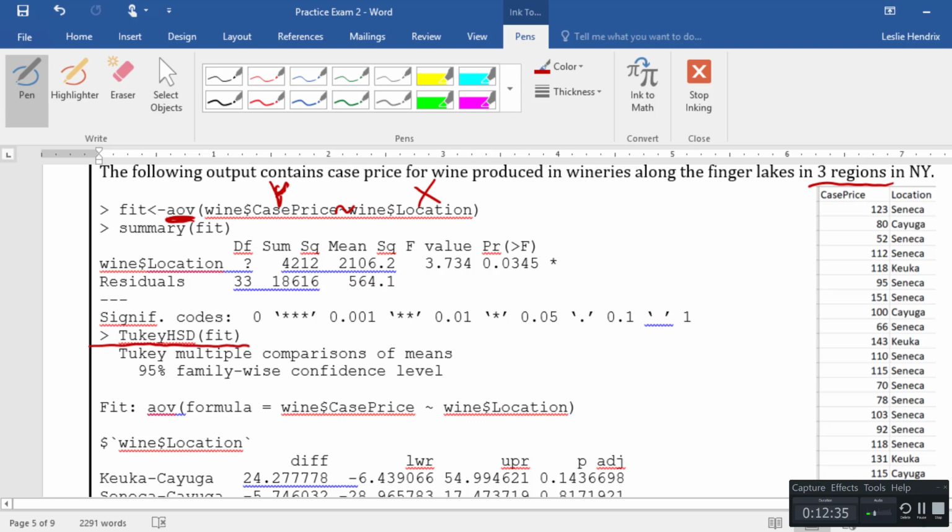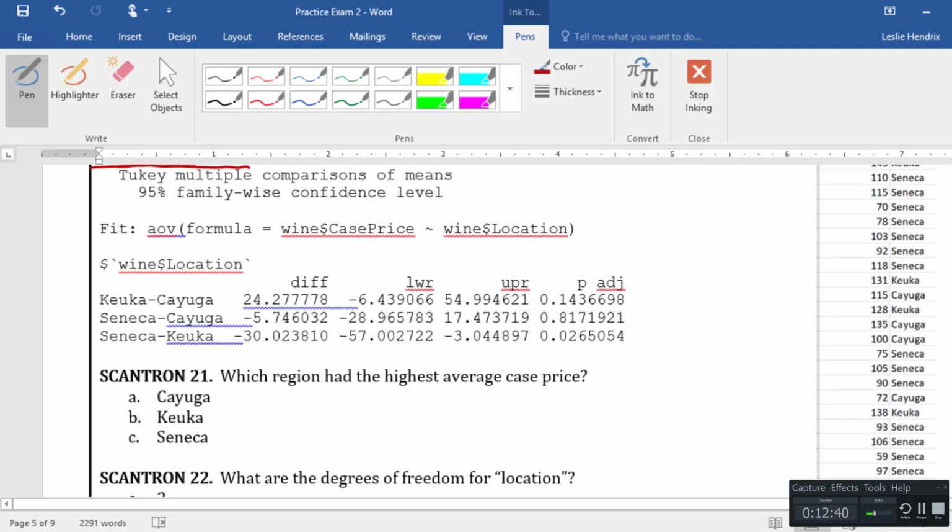All right, so I've got my output, and then I also ran a Tukey's HSD for multiple comparisons. Our first question is, which region had the highest average case price? Well, you can tell that from the Tukey's output. Right here, we can see that Keuka minus Cayuga has a positive difference, positive 24. So that means Keuka is bigger. Seneca minus Cayuga is negative, so that means Cayuga is bigger in that comparison. And then Seneca minus Keuka is negative, so again, Keuka is bigger. So Keuka is bigger than Seneca, Keuka is bigger than Cayuga, so Keuka is the highest.